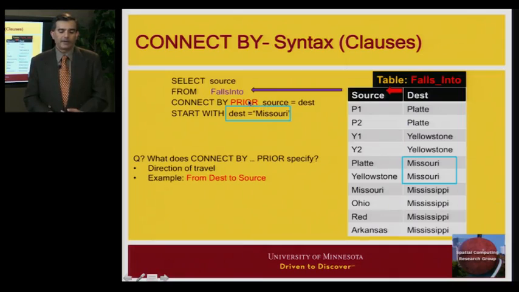So in fact, this prior is placed before source. It basically says we are going from destination to source. Okay. We could move this keyword prior to the other side after the equal sign, and that will give you the other direction where you are going from source to destination, and in some sense this arrow is going the other way.